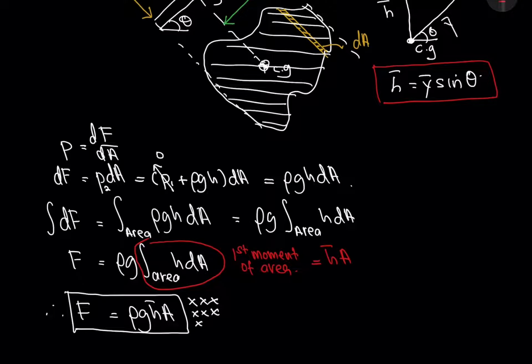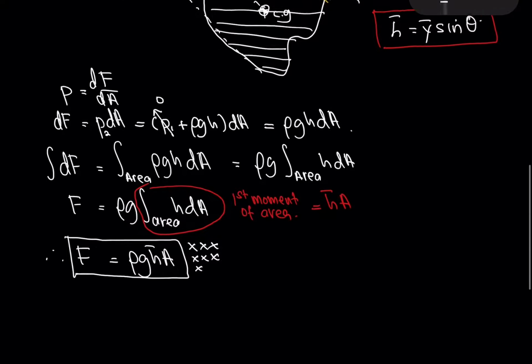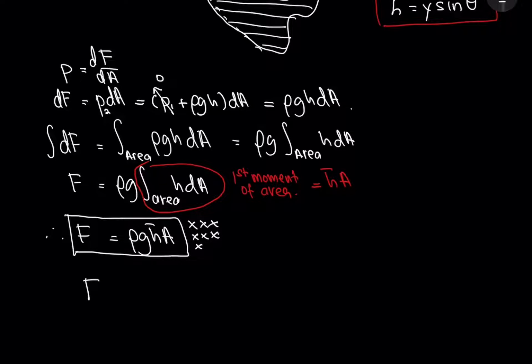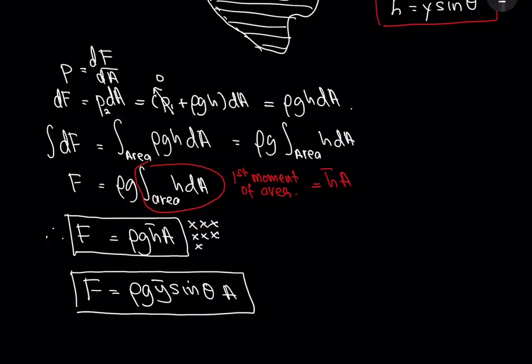If you have that relationship, of course, finally you can say F can also be measured in terms of rho g, and the h bar now becomes y bar sine theta, times A. So you have two equations to calculate the forces given by the fluid, whether you measure it vertically by using the h bar, using the vertical line, or you use the slanting line, where you have the y axis.